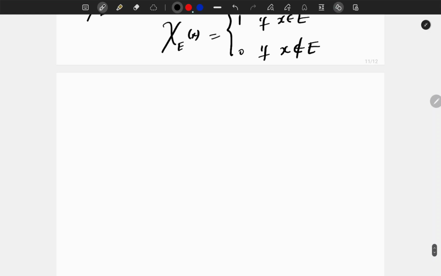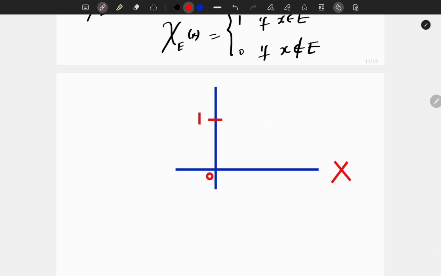So something like this. Here we have our x-axis and our chi_E of x. From this point to this point is our E. Here we have 0, we have a jump up to 1, and here we jump back down to 0. So that's our characteristic function.